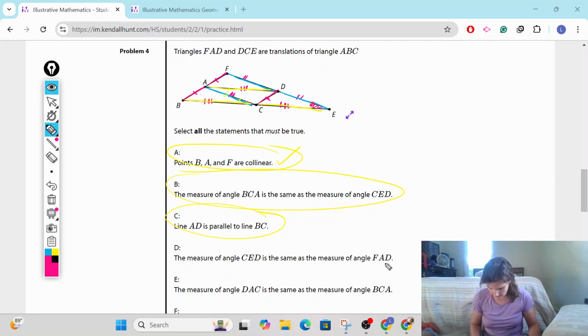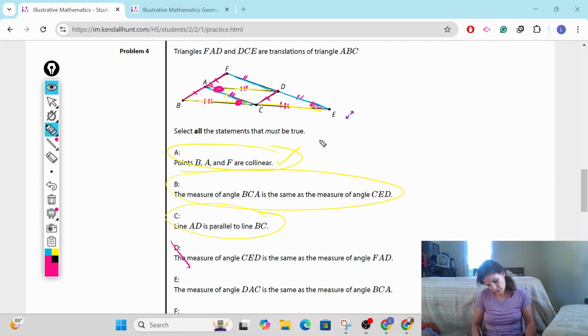This guy here again, is it the same as FAD? Those guys do not correspond. That is not a correct answer. E says the measure of angle DAC, so DAC, this guy right here, make a big dot, is the same as the measure of angle BCA. BCA? That's not necessarily given.